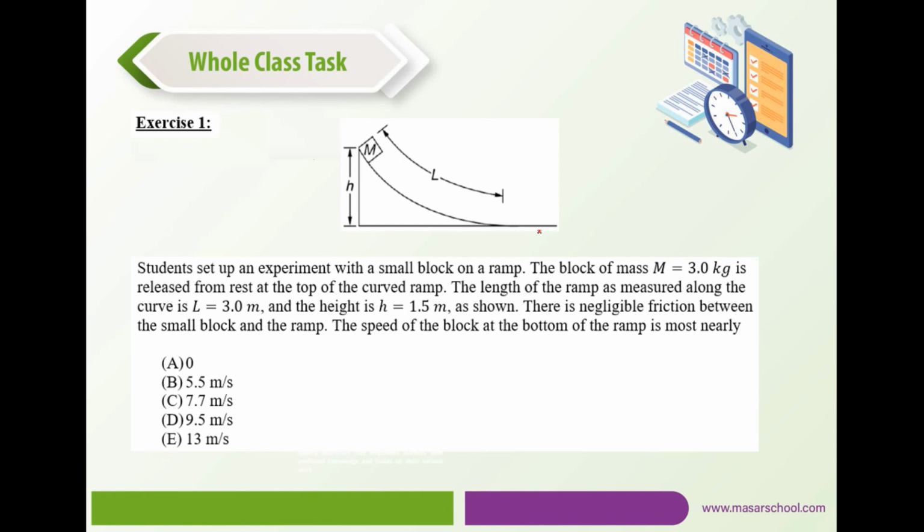And now for the rest of the video, we're going to do some exercises. Exercise 1: students set up an experiment with a small block on a ramp. The block of mass m equal to 3 kg is released from rest at the top of the curved ramp. The length of the ramp as measured along the curve is L equal to 3 meters and the height h is 1.5 meters as shown. There is negligible friction between the small block and the ramp, which means frictional forces are neglected. That means that we can use the conservation of energy. We need to determine the speed of the block at the bottom of the ramp, which is point B here, and let me say this is A.